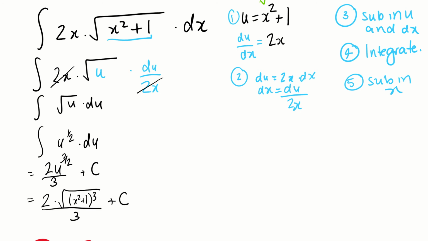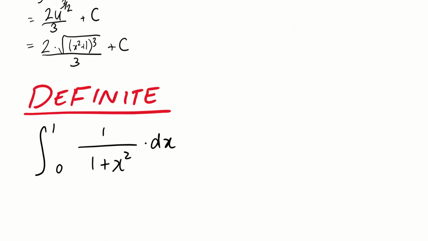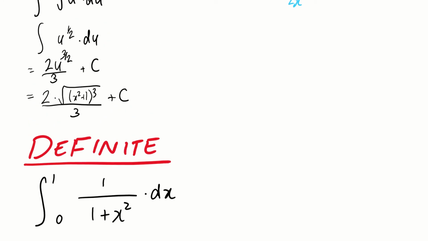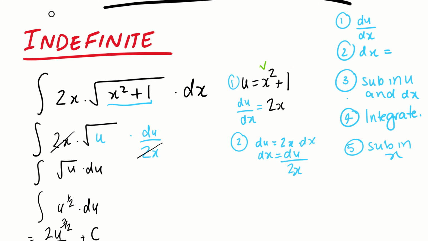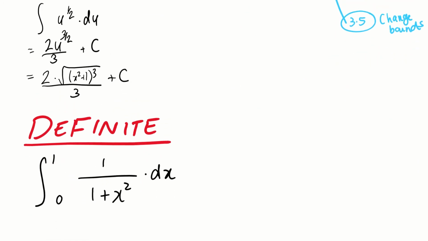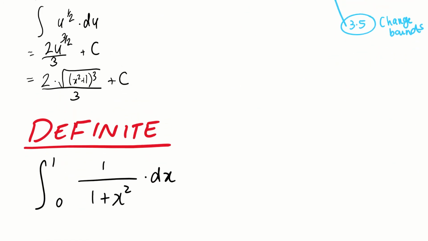Hopefully that helps there. Let's have a look now at a definite integral. There's one extra step in definite integrals that I'm just going to put in here. We'll call it step 3.5. And all it is is change the bounds. So the reason is because on a definite integral, when we make everything in terms of u, our bounds here are still in terms of x. As soon as you see bounds, you can turn them into u straight away.